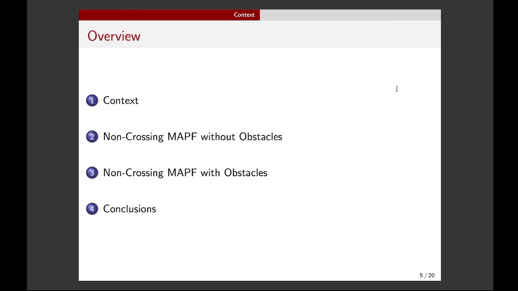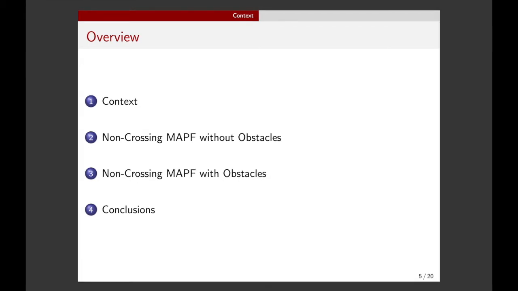We divide this problem into 2 classes. One is the case where there are no obstacles in the workspace, and the other one is the case with obstacles. In both cases, I will present how to compute a lower bound and upper bound as well as the optimal makespan, and I will also show you some experiment results in each case.